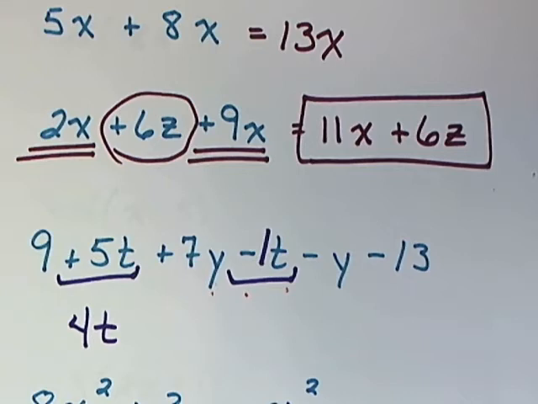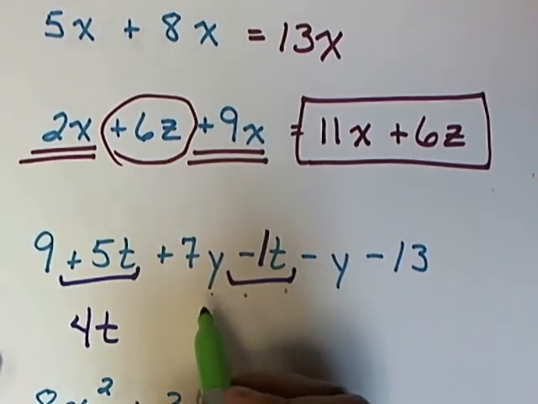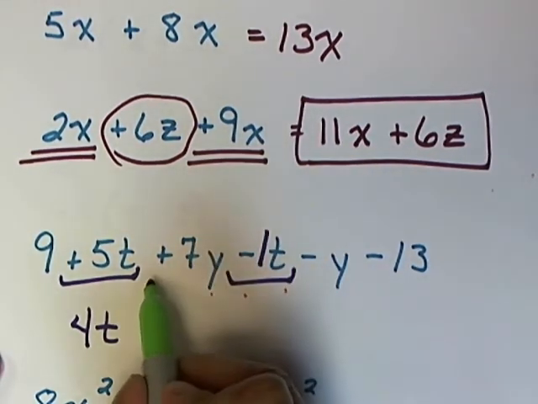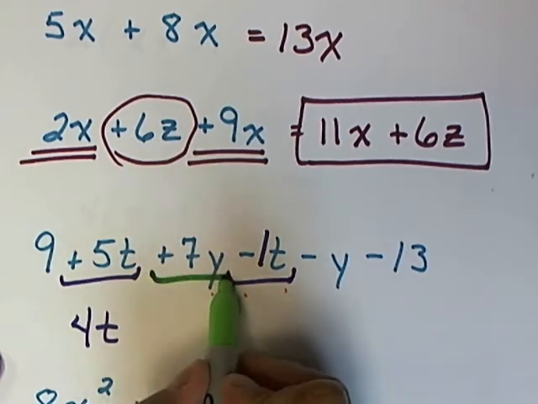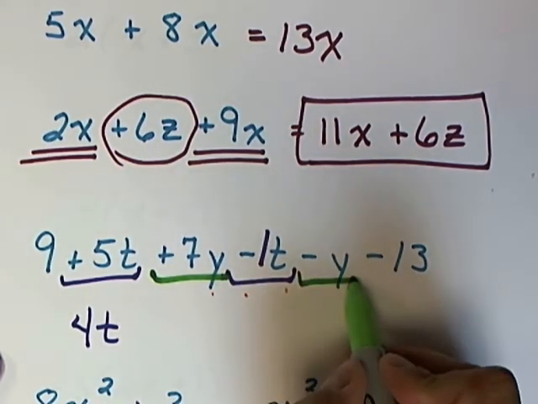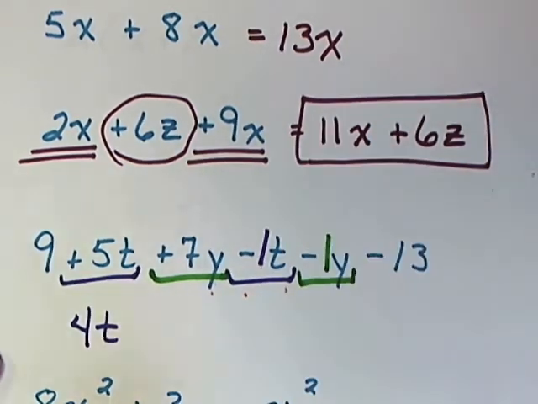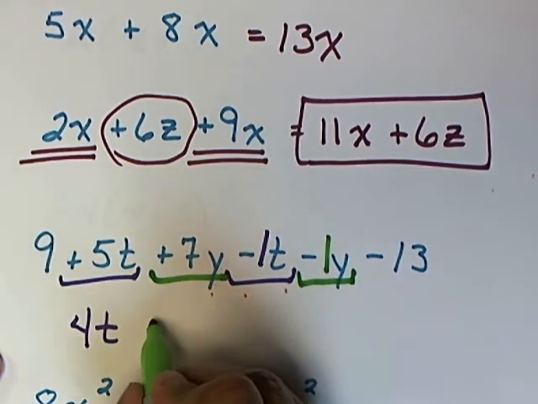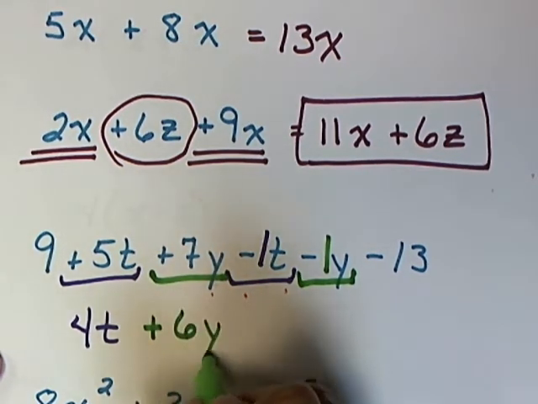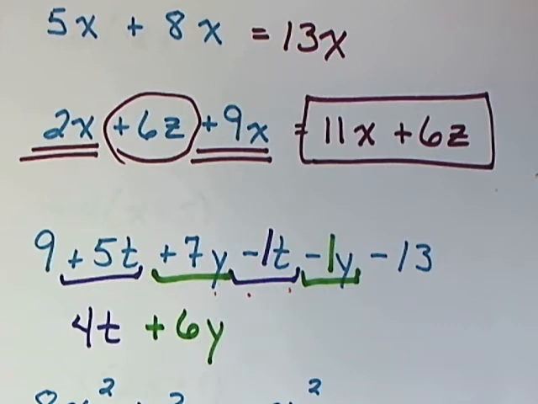Now my next term is going to be attached to this term by either a plus or a minus sign, depending on the problem. So we go through. Now my next term is going to have the y's, because that's the only other letter. I have a 7y positive and a negative y. Once again, that's a negative 1y. So 7y minus y ends up being a positive 6y. Now in this case, I need to put the plus sign because that's going to separate the term with the y from the term with the t.